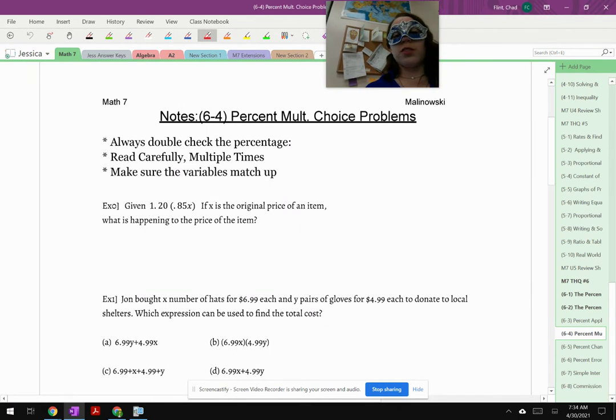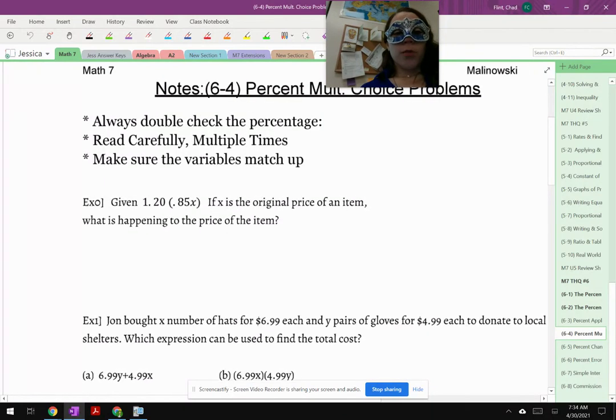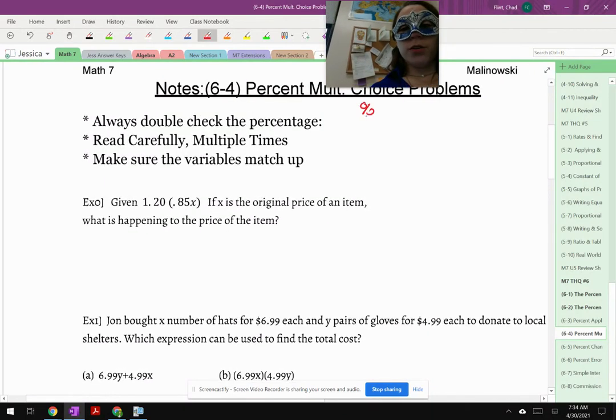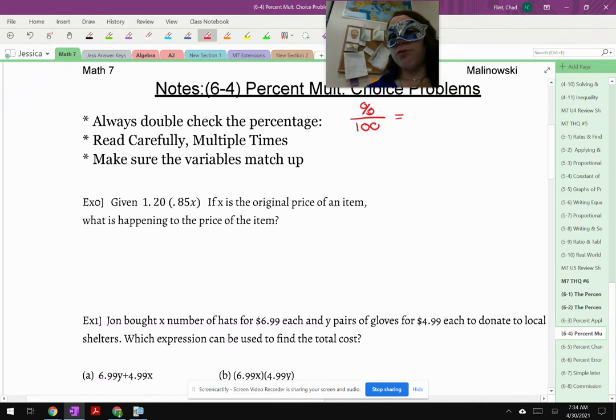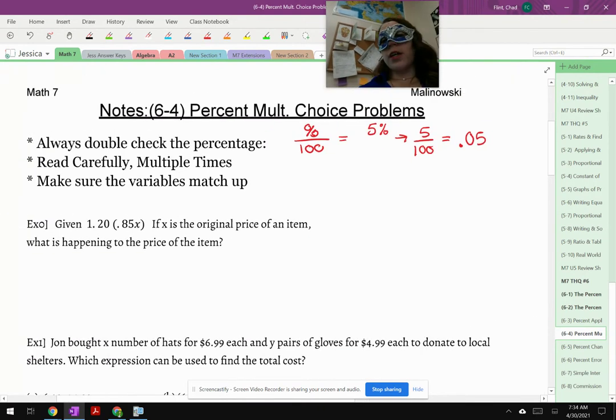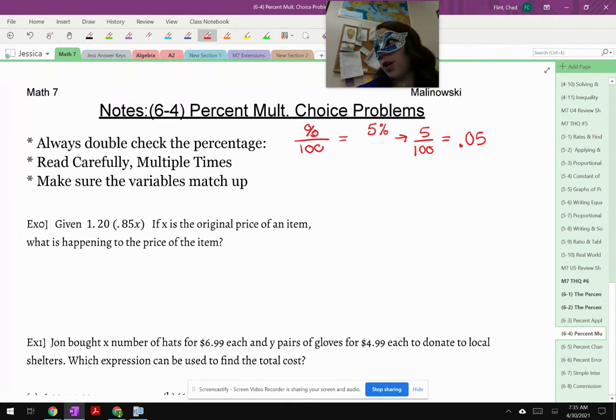First off, you're going to always double check the percentage because this is the number one common mistake. Remember, all percentages are out of 100, so it is essential that you take that percentage and divide it by 100. So if you have 5%, you're going to take 5 divided by 100, and you would be using the decimal 0.05. Always double check it. Go backwards, put the 0.05 back in the calculator, multiply it by 100, and make sure it matches back up to the percent that you started with.